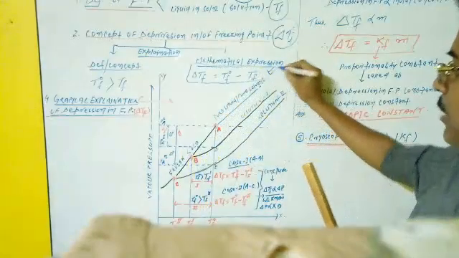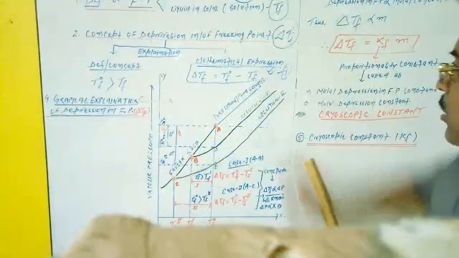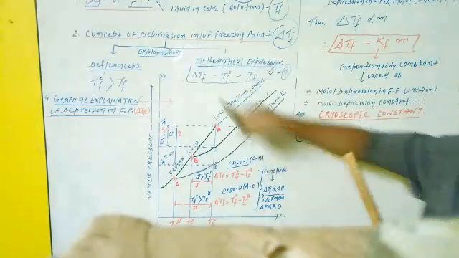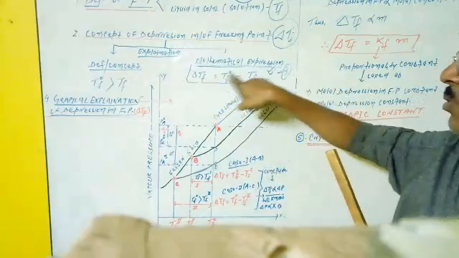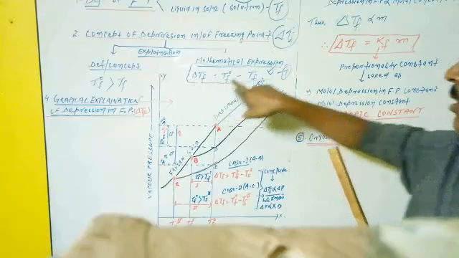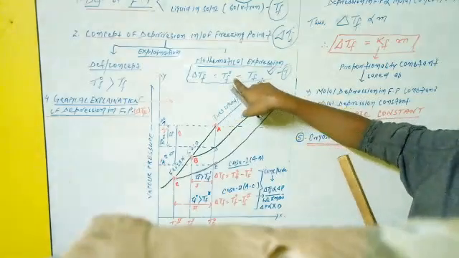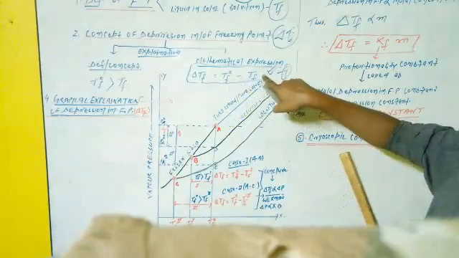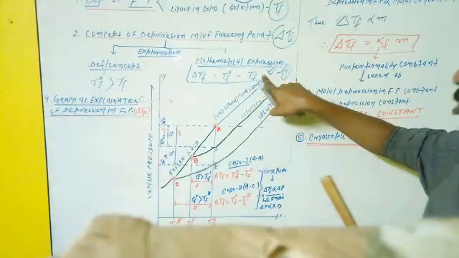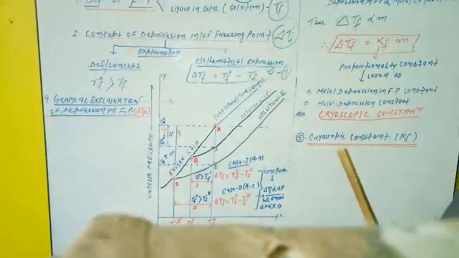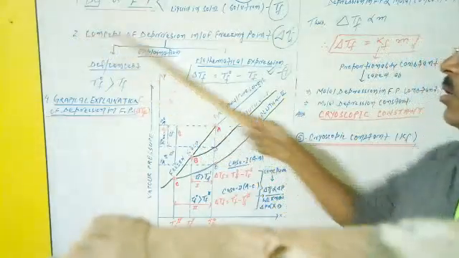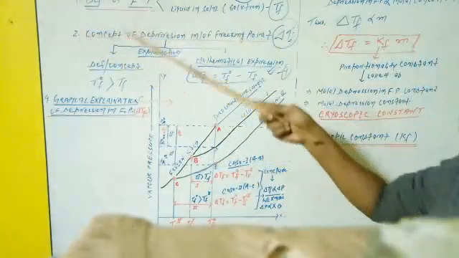So these are your mathematical expression. How can we denote the depression in freezing point? Again we repeat, delta Tf equal to T naught f minus Tf, where delta Tf is the depression in freezing point, T naught f is the freezing point of pure liquid or pure solvent, and Tf is the freezing point of the liquid in solution or the solvent in solution. So these are the concept and mathematical expression for the second topic, depression in freezing point.